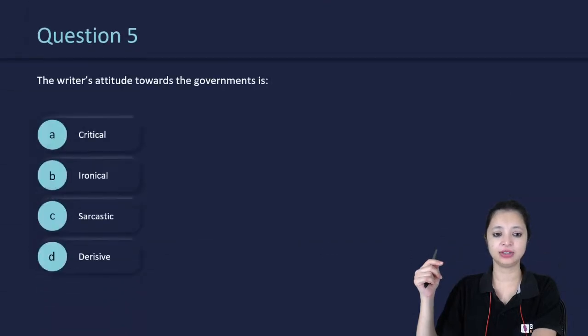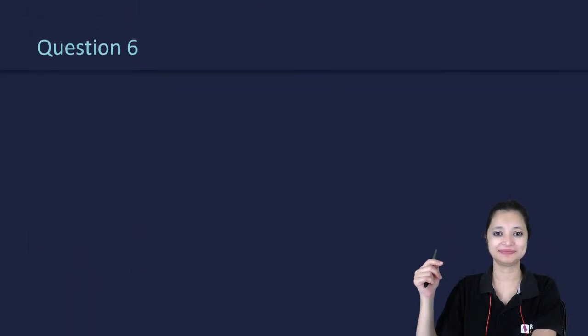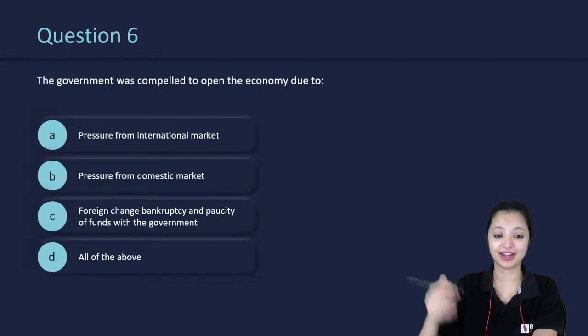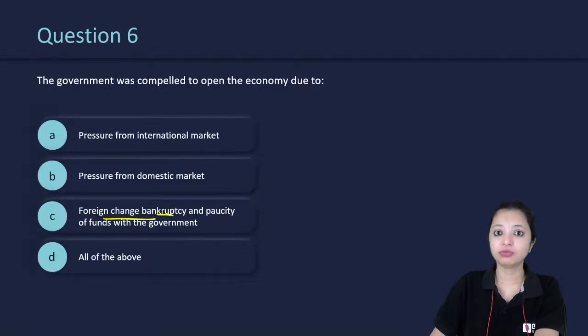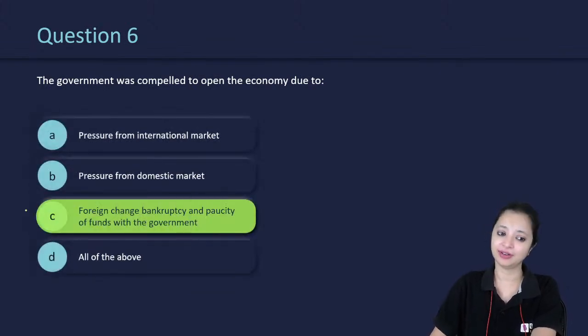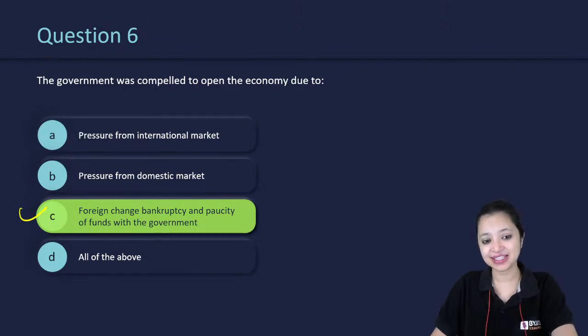So the correct answer here has to be, a lot of you guessed it correct, foreign exchange. We were bankrupt. We did not have any foreign exchange, and funds with the government were meager. They wanted to expand, but they just could not survive because they had no funds. We were self-sufficient. Here we go. Correct answer is C. Yeah, it's a C, not all of the above.